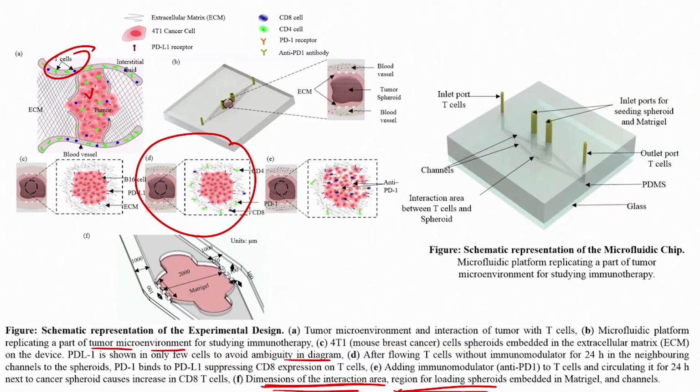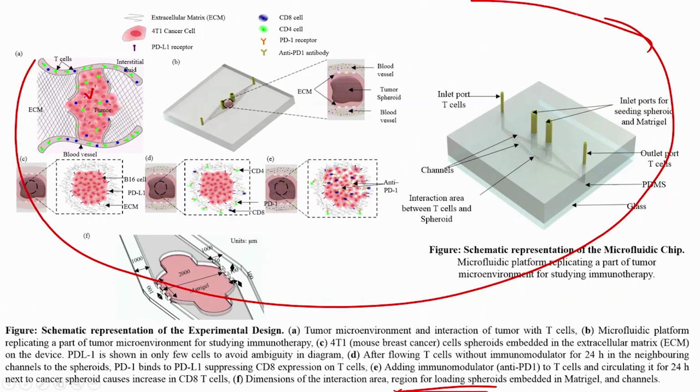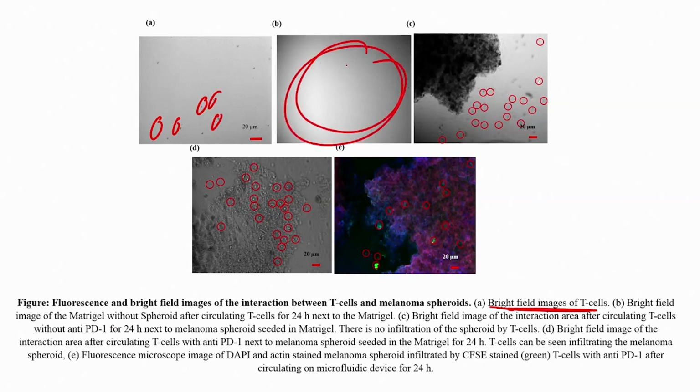Now, if we have this particular device with us, mimicking the in vivo situation on an in vitro platform, what will you do? You will perform experiments. So, you can see here the channel area A shows the bright field image of T cells, you can see a few T cells here, right. B is the bright field image of matrigel, this is matrigel without any T cells.